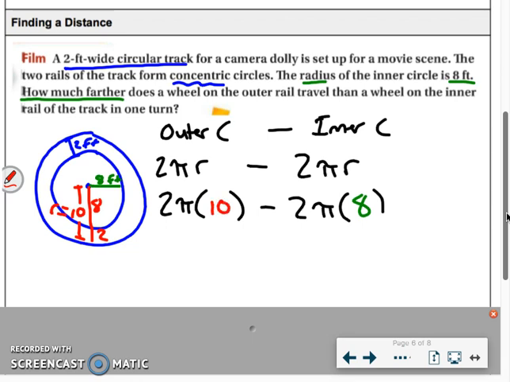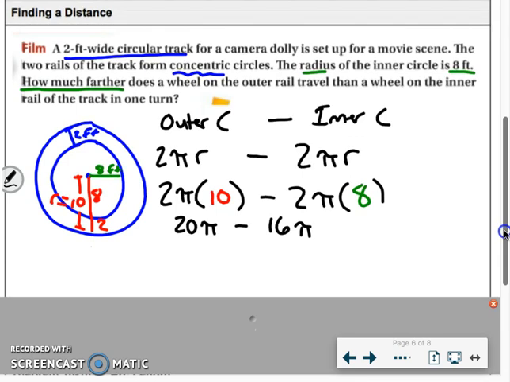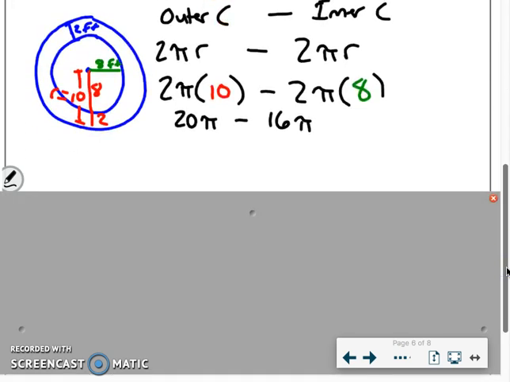So we have a 10 that goes here. All right, so right here we have 20 times pi. I'm going to leave pi in it right now. Here we have 2 times 8, which is 16 pi. Now, since these both have a pi in them, it's kind of like we have like terms here. It's same as if it would have been 20x minus 16x. I can just subtract the 16 from the 20 and get 4 pi.